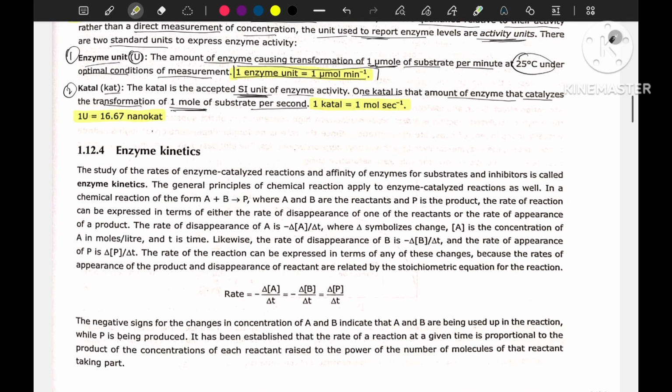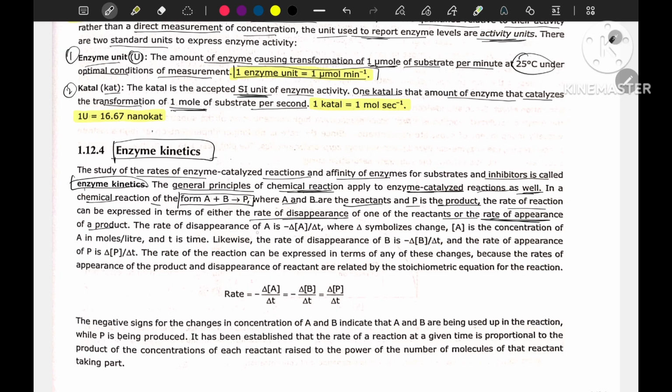Next portion is enzyme kinetics. The study of the rate of enzyme catalyzed reactions, the affinity of enzymes for substrate, and inhibition is called enzyme kinetics. The general principles of chemical reactions apply to enzyme catalyzed reactions as well. In a chemical reaction of the form A plus B forms P, where A and B are reactants and P is the product, the rate of reaction can be expressed in terms of either the rate of disappearance of one of the reactants or the rate of appearance of the product.